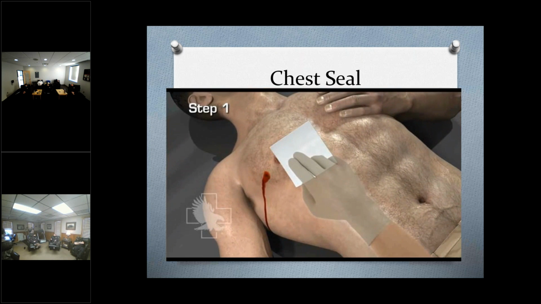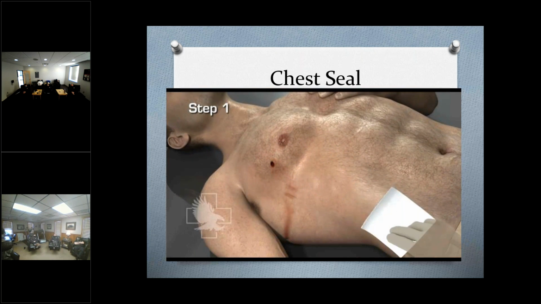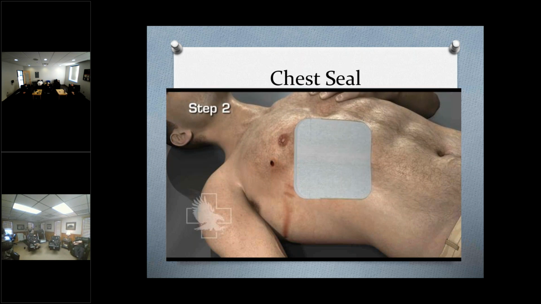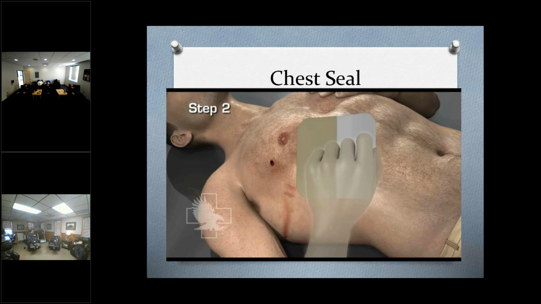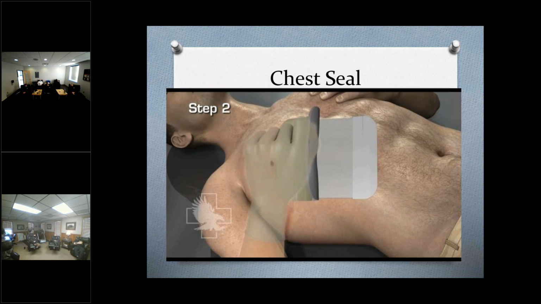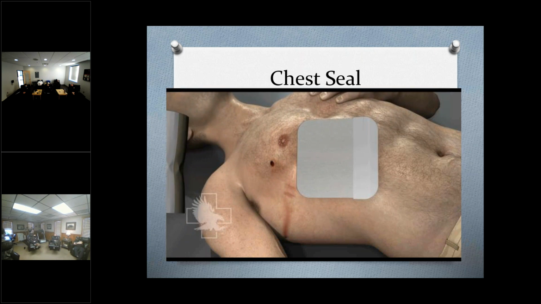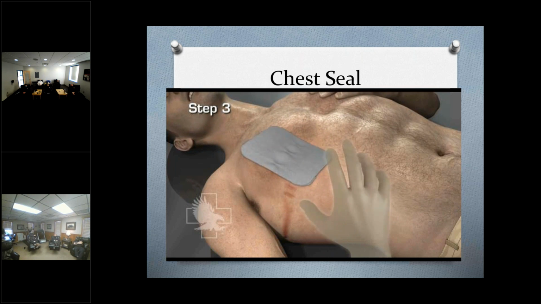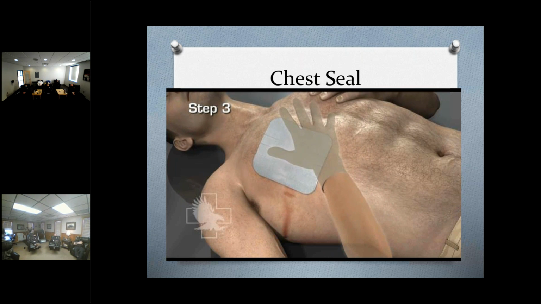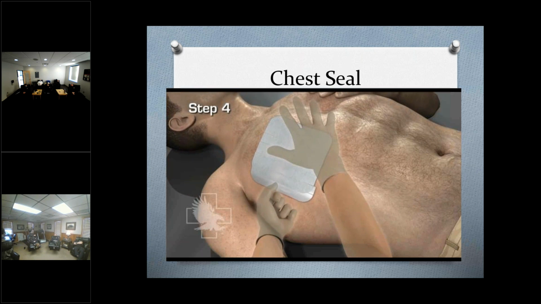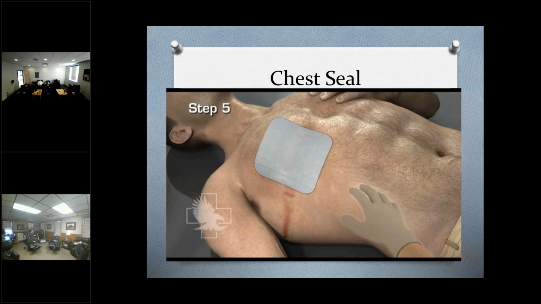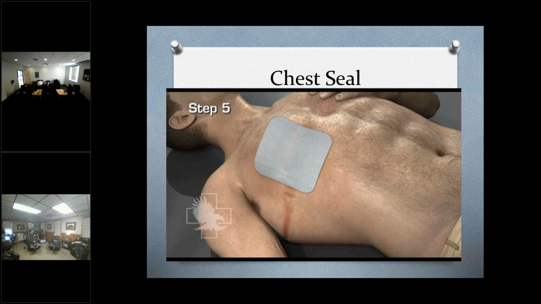Step 1. Wipe any dirt and/or fluid from skin with sterile gauze pad. Step 2. Grip large white flap and peel clear liner from dressing. Step 3. Place dressing on patient, adhesive side down, centered over the wound. Step 4. Peel and remove small white flap. Step 5. Firmly press dressing to skin, forming an effective seal.